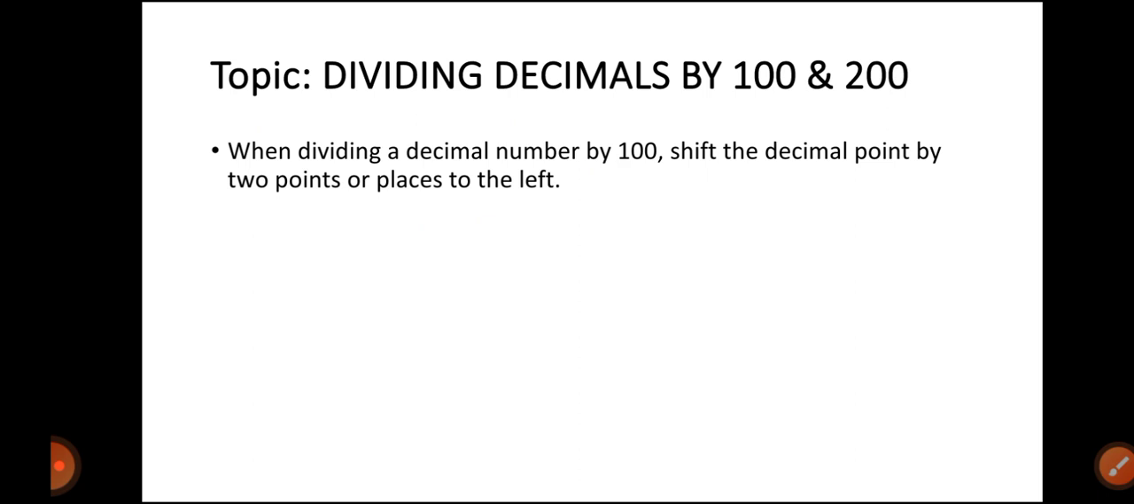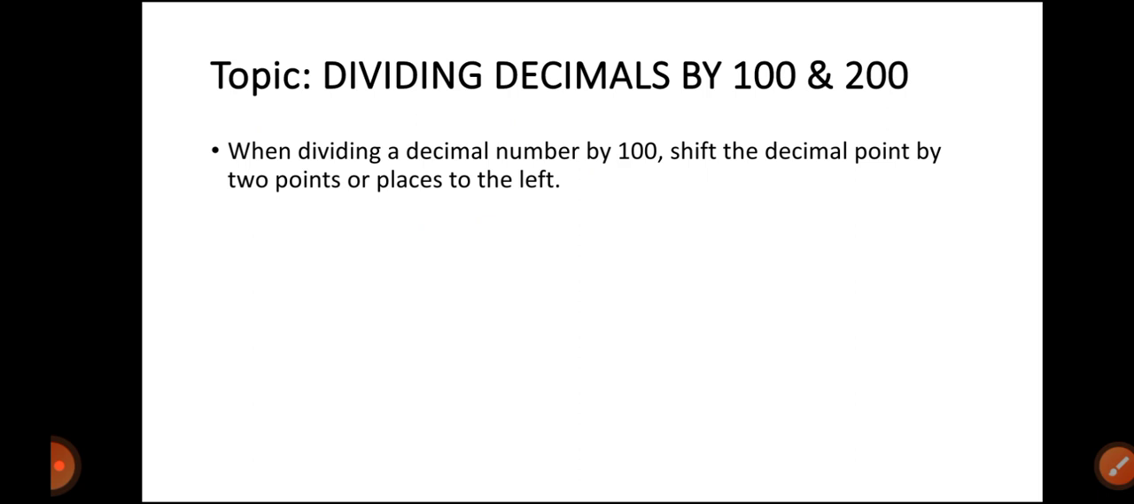Now, there's a rule that guides the division of decimals by whole numbers, more especially 100 and 200. When dividing a decimal number by 100, you have to shift the decimal point 2 places to the left, depending on the number of zeros. Now we know that 100 has 2 zeros, so the decimal point will be shifted 2 times to the left. Then you have gotten your answer.